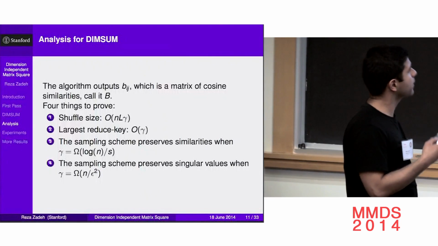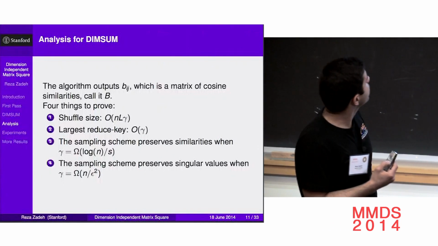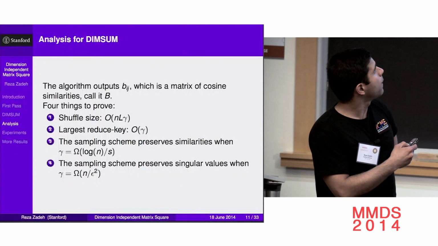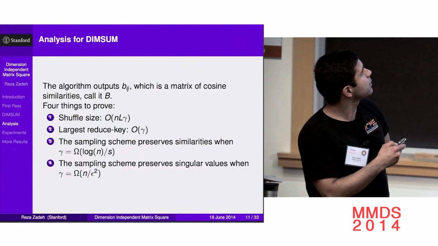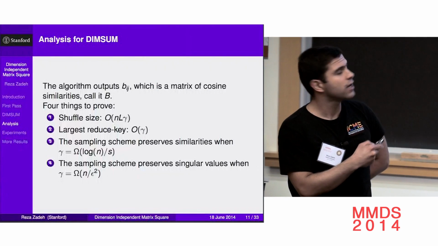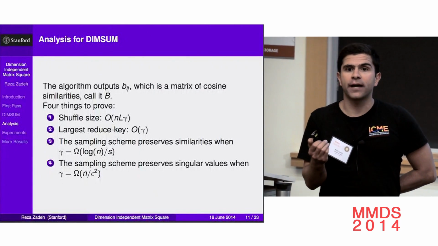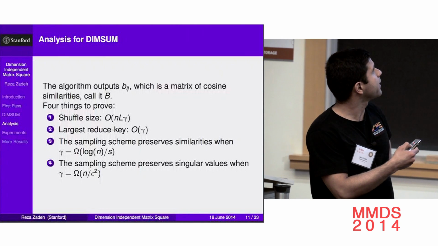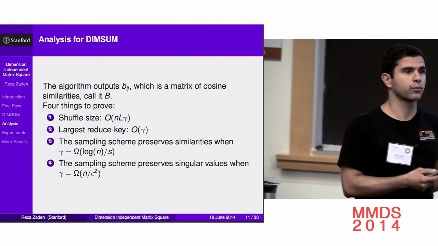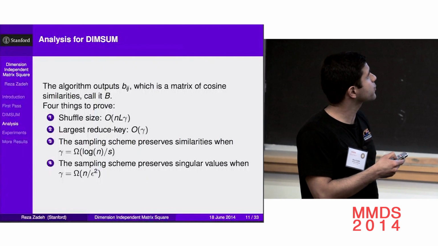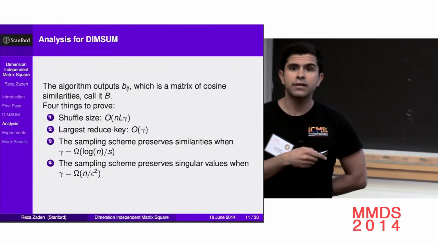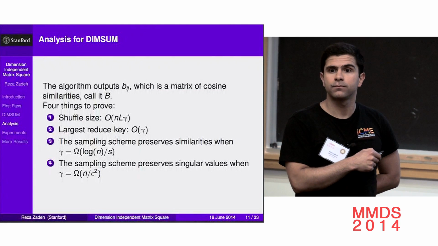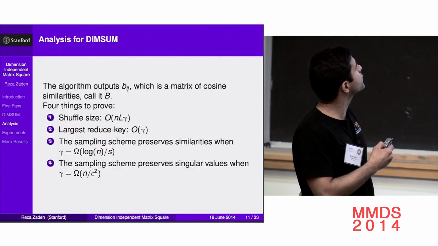And I promised two things with regard to the concentration. Similar columns are estimated when you set gamma to be log n over s. So s is the smallest similarity that you're trying to estimate. If you're just trying to find the most similar movies that are 10% cosine similar, you set s to 0.1 and then log n to log 10,000, or whatever the number of movies there are. And if you're looking to preserve the singular values within epsilon relative error, you would set gamma to at least n over epsilon squared.